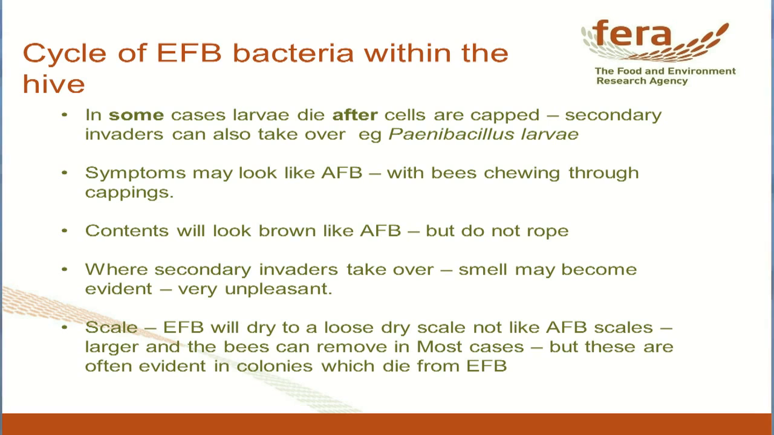You say you have sometimes a secondary invader, Bacillus larvae, which will take over the cell, and you will get a brown mush, is the technical term, I think, in the bottom, which looks very similar to American foulbrood, but it doesn't rope. So when you put a matchstick in it and try and pull it out, you don't get the roping. And it also will form scales, but they're very, very different to American foulbrood scales because you can actually take these out quite easily.